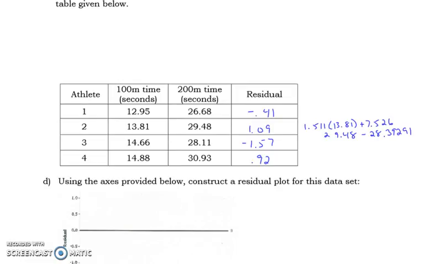Now I calculated the rest of my residuals, and what I did was I took the x time of 13.81, I substituted it into my model, and I got a value of 29.48. And then I subtracted this is the actual time. That's the 29.48. When I substituted into the model, I got the predicted time, which is 28.39291, and I got 1.09. And I did that for all four values.